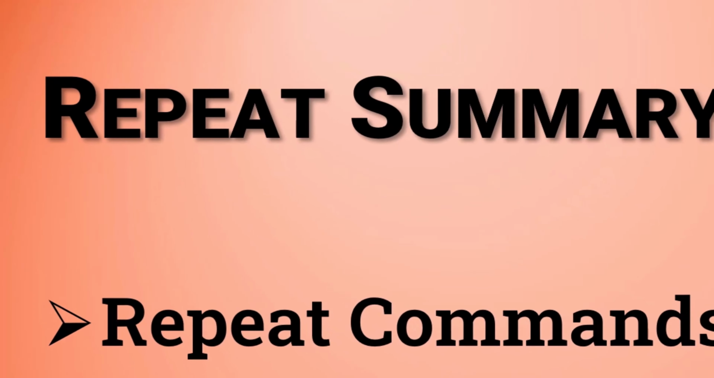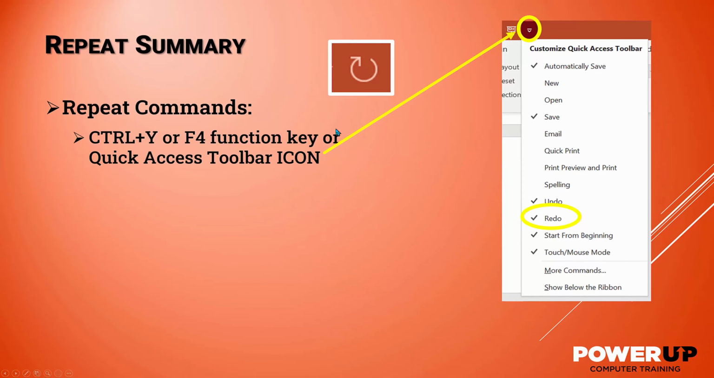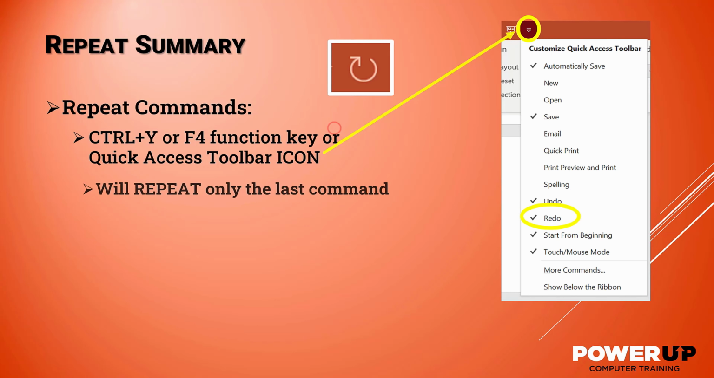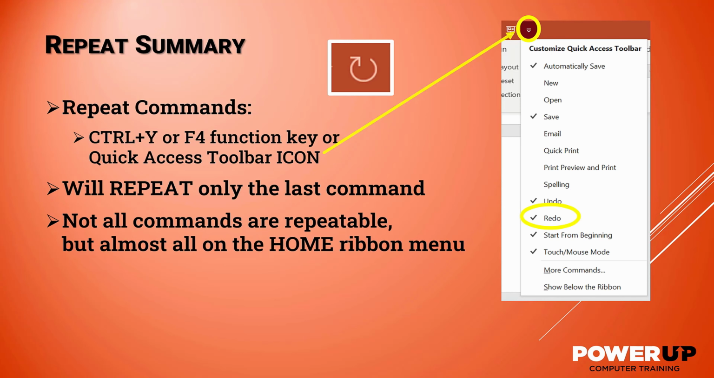So, in summary, the repeat command can be issued from the keyboard with Control plus the Y key or the icon, which can be turned on if it's missing for versions of PowerPoint 2013 and up. The repeat command will only repeat the last command over and over and over. There is no multiple history repeats, and not all commands can be repeated, although most from the Home ribbon menu will work. Here's another side trip.